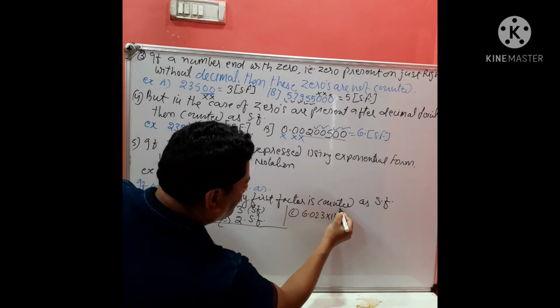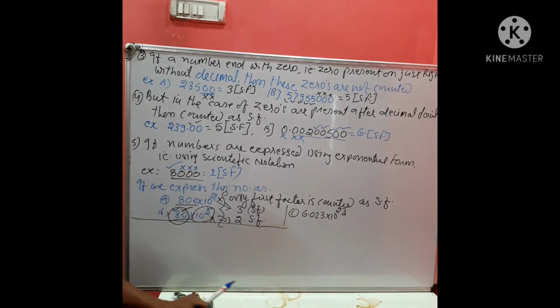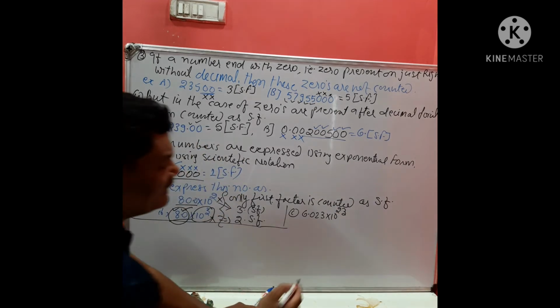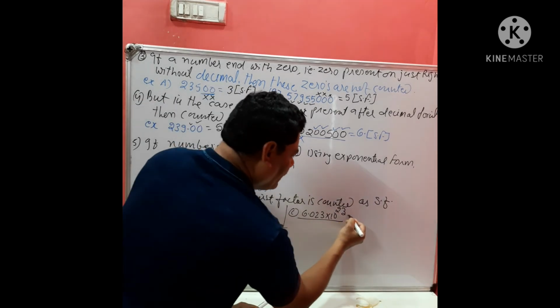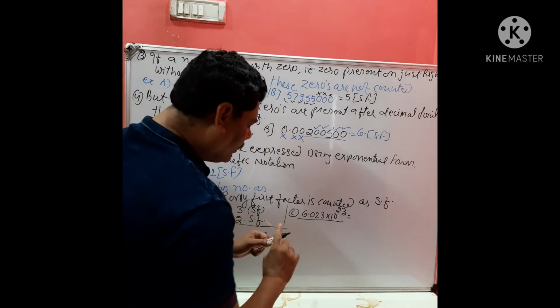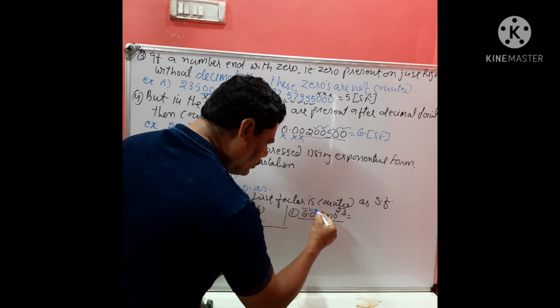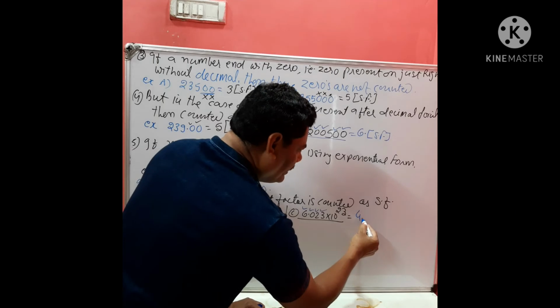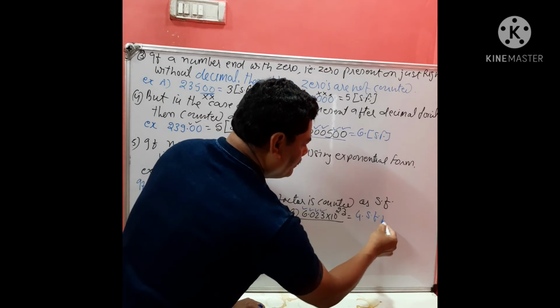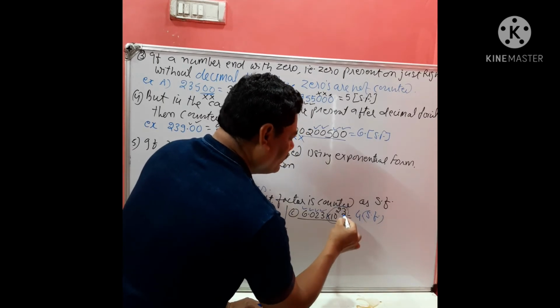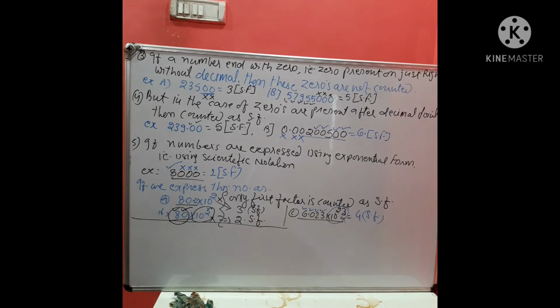Like we can take one more example, 6.023 into 10 to power 23. This is the Avogadro number. So here we will consider only the first factor, 1, 2, 3, 4. So there will be 4 significant figures. This is not included in the significant figures.